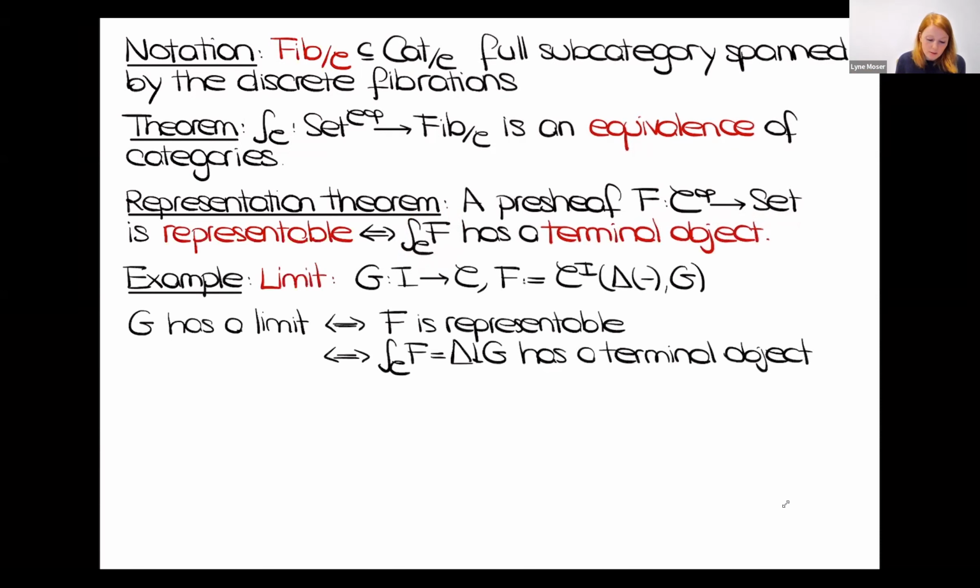So for example, in the case of limits, we would get this characterization that I was talking about at the beginning, namely G has a limit if and only if its category of cones has a terminal object.